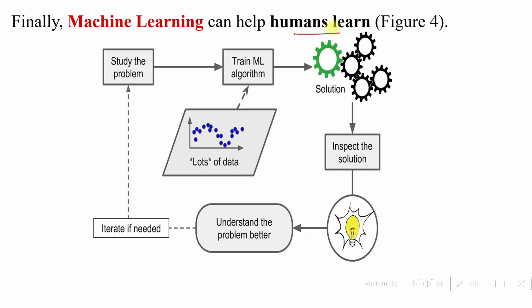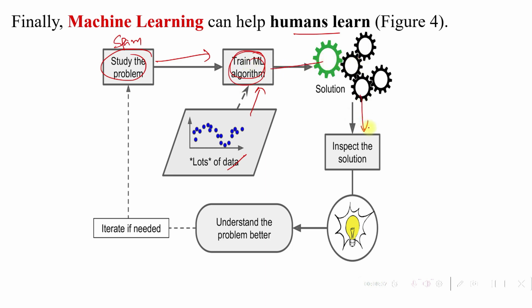So here our problem statement is to find the spam message in the corresponding email. Here our model is going to train based on lots of data. The data contains a lot of spam keywords. So based on this data, the machine is going to train. Now we are getting the final solution.